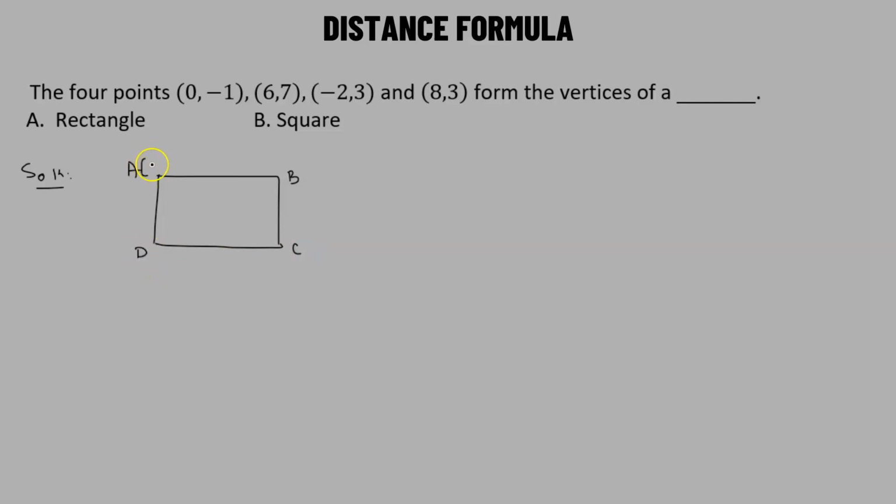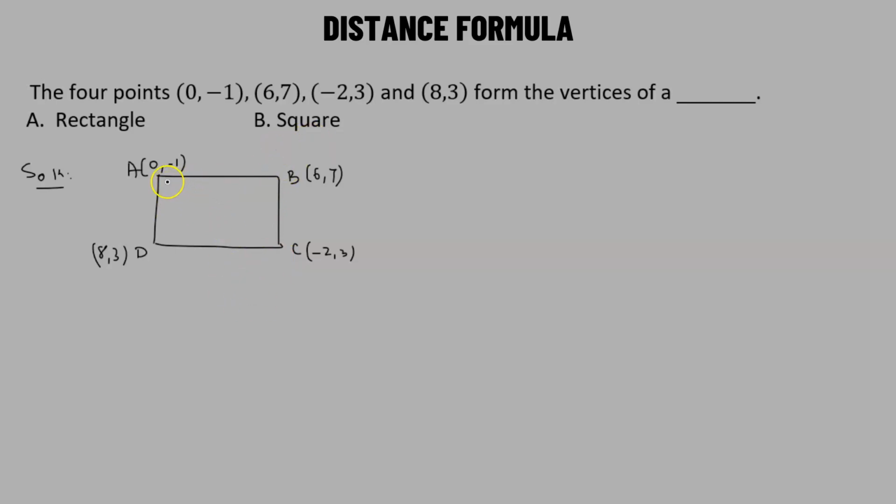We'll suppose that A has the coordinate point (0, -1). B is the coordinate point having value (6, 7). C will be (-2, 3). And D will be (8, 3). Now, if this quadrilateral is a rectangle, then we have to show that length of AB will be equal to length of DC and length of AD will become equal to length of BC. And if all the sides are equal, then it is going to be a square.